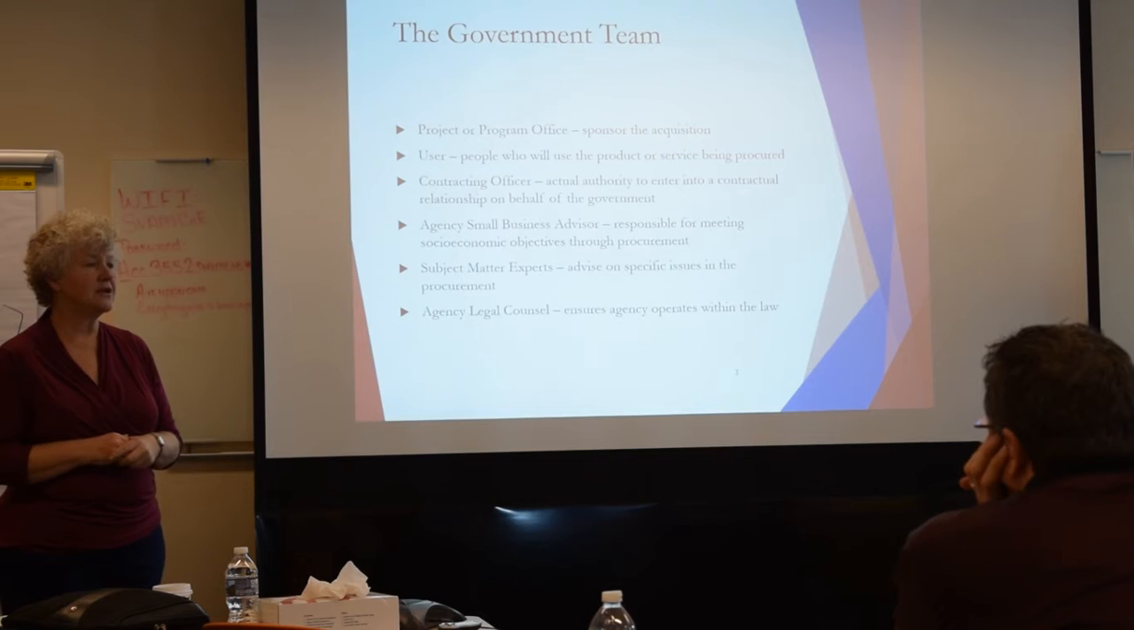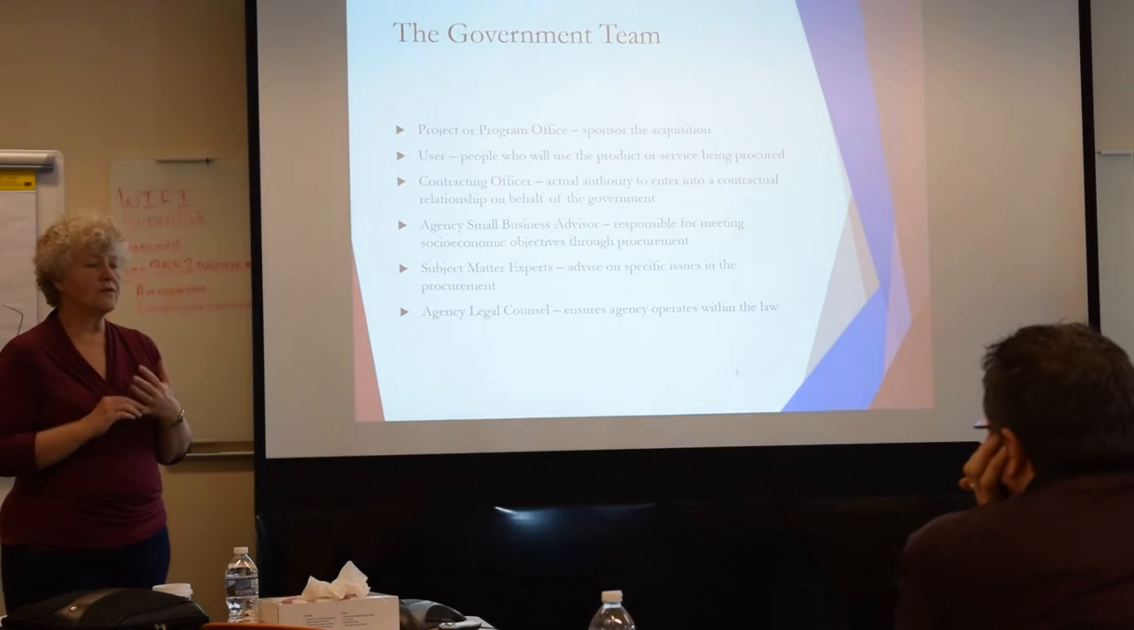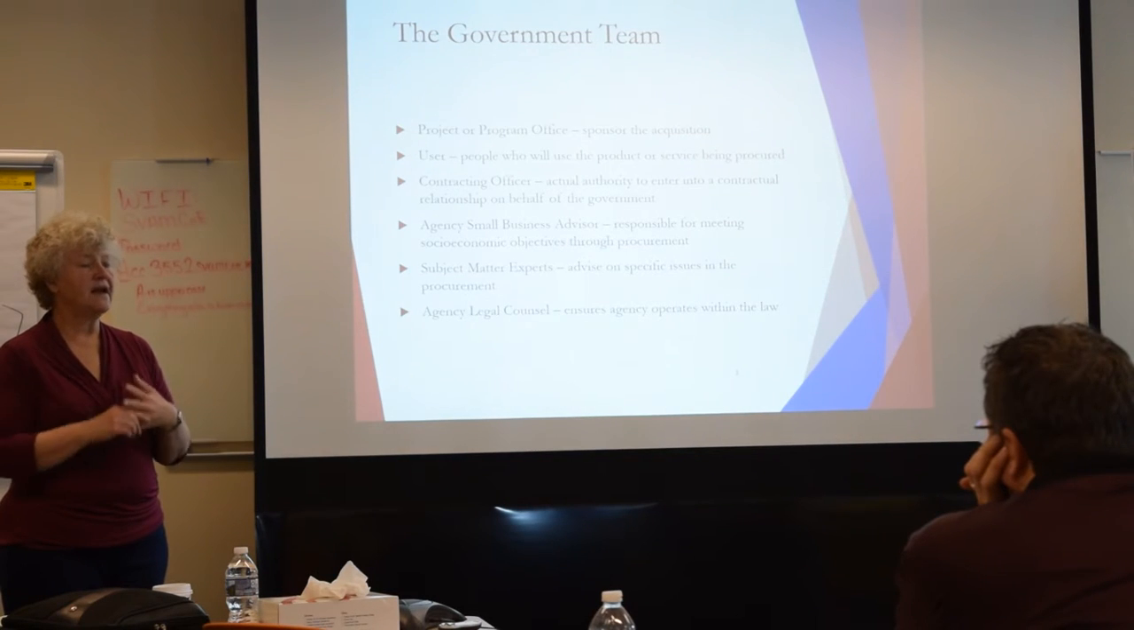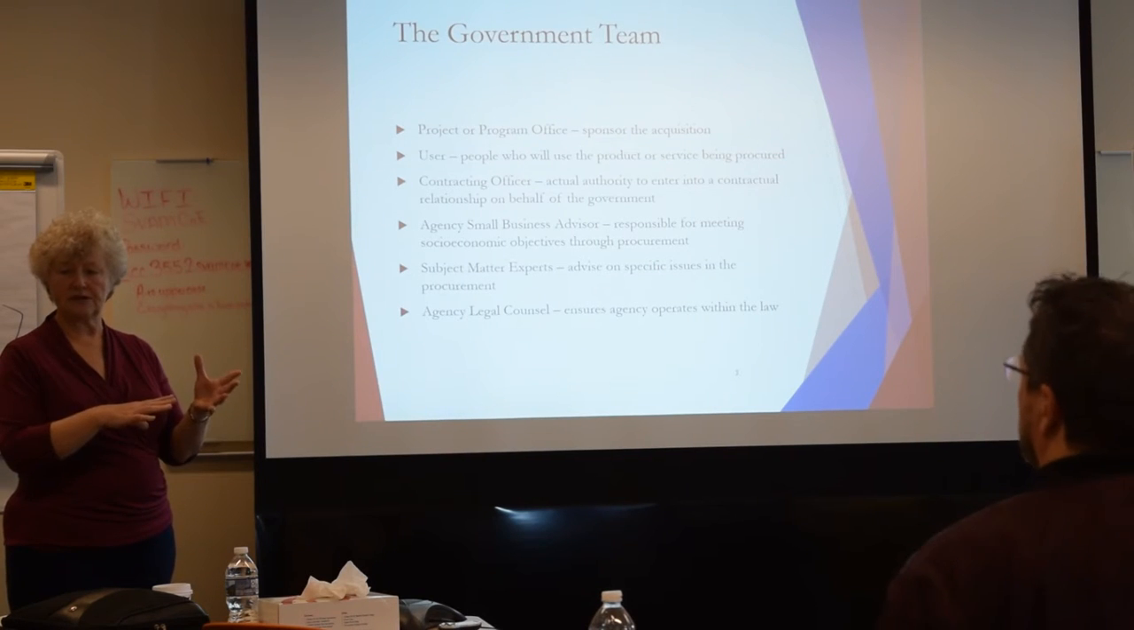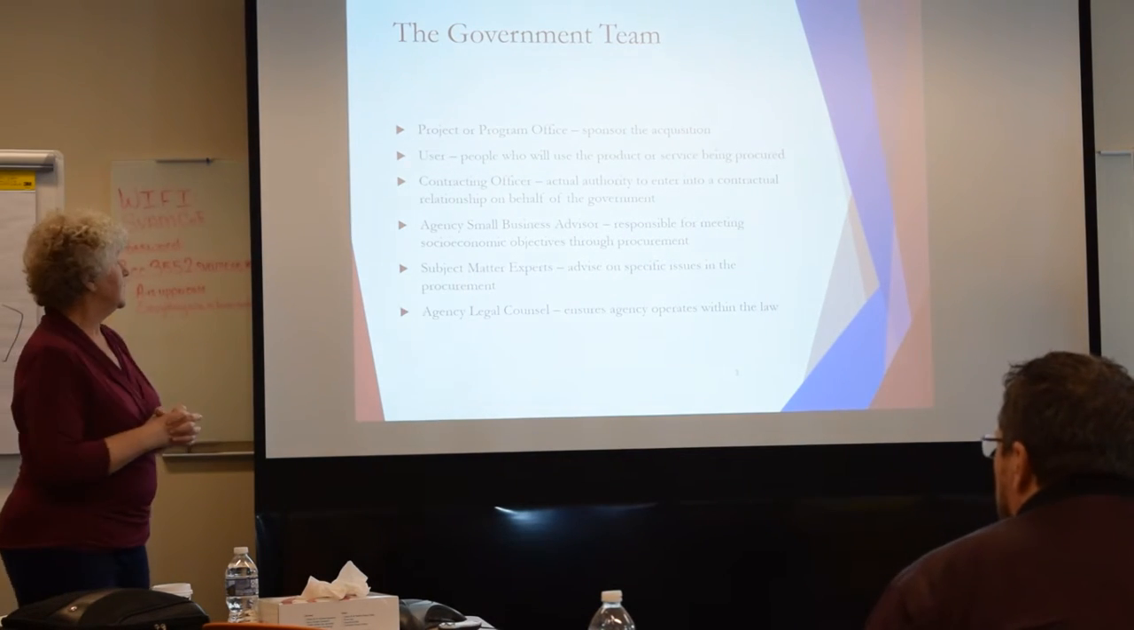When I renegotiated an $8 billion Navy contract, the contracting officer that I was dealing with had an unlimited warrant. She could spend any amount of money for the government. So there's a whole lot of trust that the government placed in her to be able to do that.